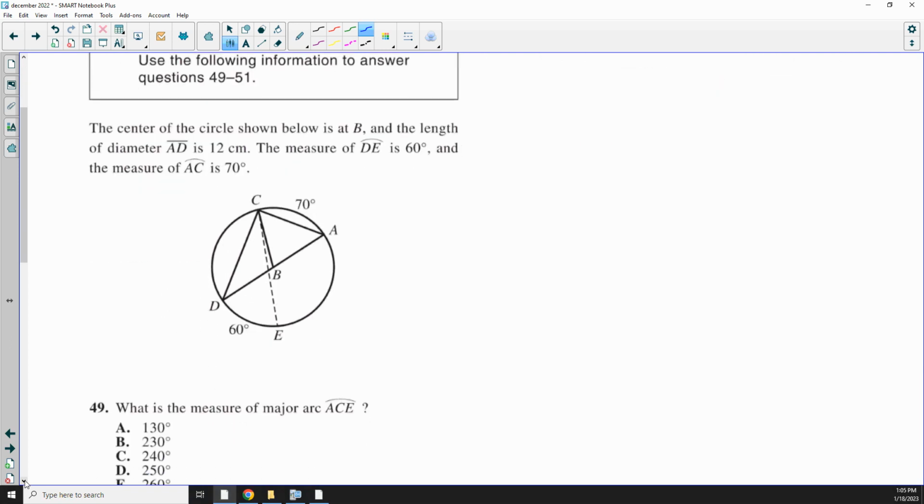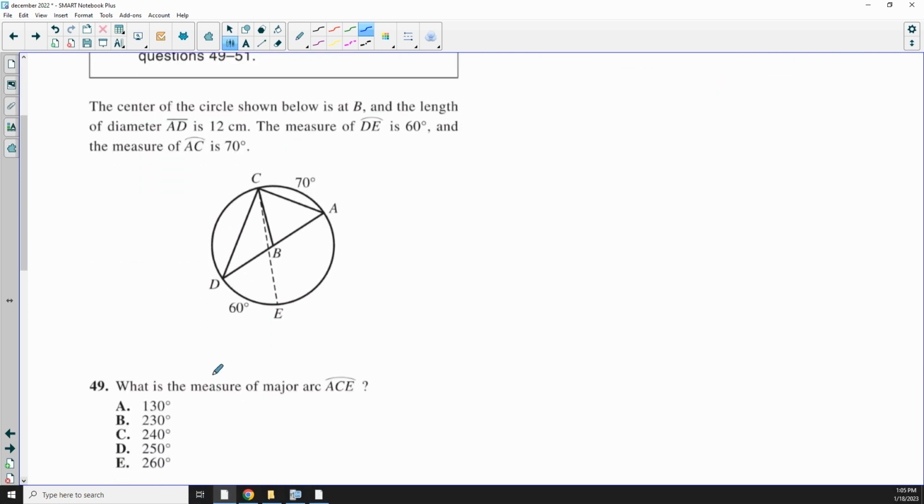Watch out, C is not a diameter, AD is. So we want to know the arc A to C to E. Well, if this is a diameter, this has got to be 110. So you just add up the 3 numbers, 110, 70, and 60.